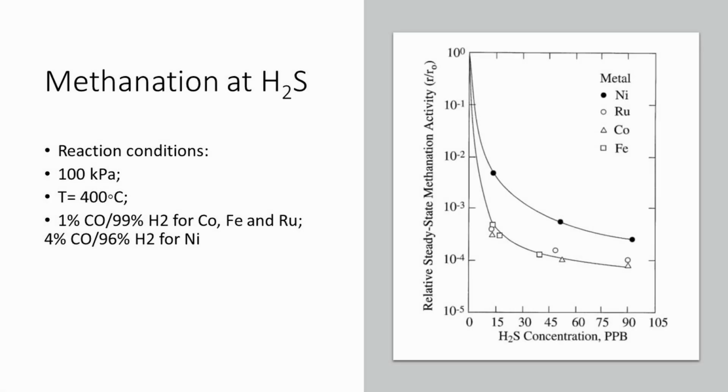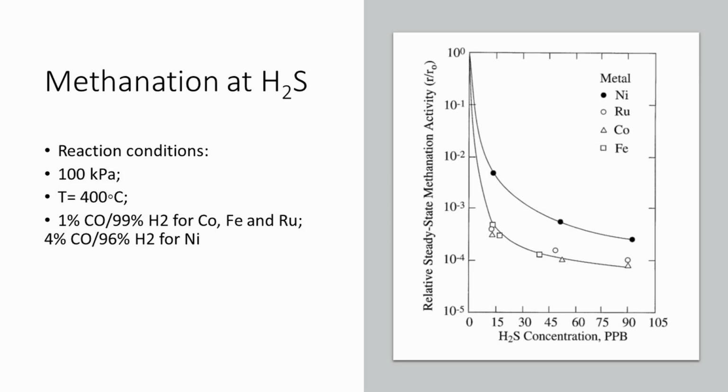Because sulfur adsorbs so strongly on metals and prevents or modifies the further adsorption of reactant molecules, its presence on the catalyst surface usually affects substantial or complete loss of activity in many important reactions. This is illustrated by the data in the figure showing the steady state methanation activity of nickel, cobalt, iron, and ruthenium relative to the fresh unpoisoned surface activity as a function of gas phase H2S concentration.